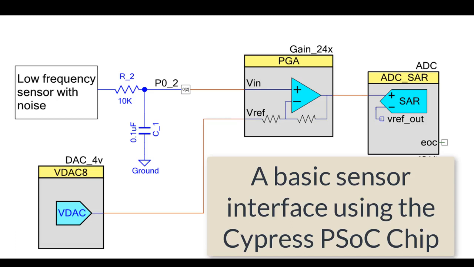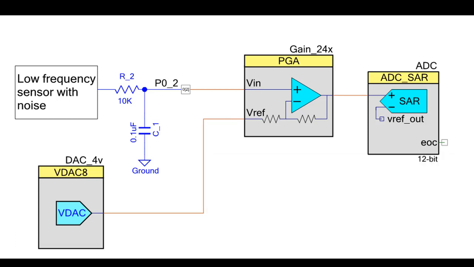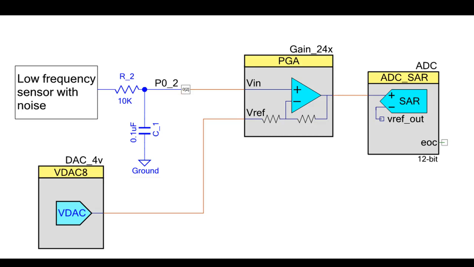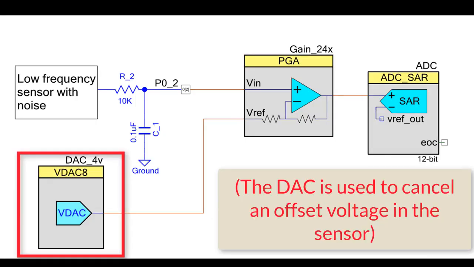Let's look at a basic sensor interface like this one. We'll cover this in more detail in a later video. For now, just notice that you have some sort of low-frequency sensor that we run into an RC filter to reduce the amount of noise that's present at port 0 bit 2, amplified by a gain of 24 with an offset provided by the DAC, and this will be explained why you might want to do this later.